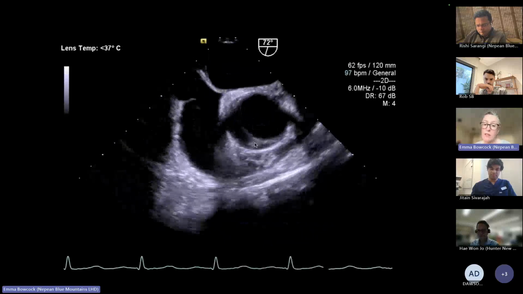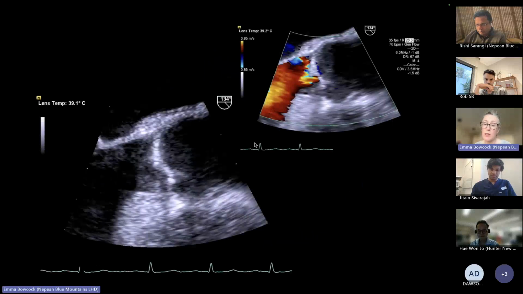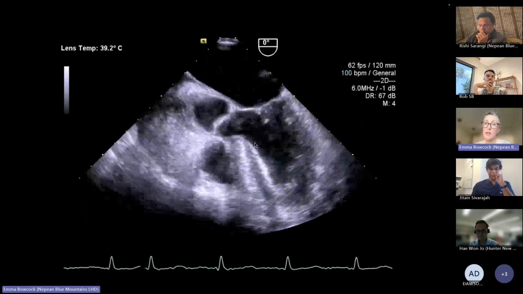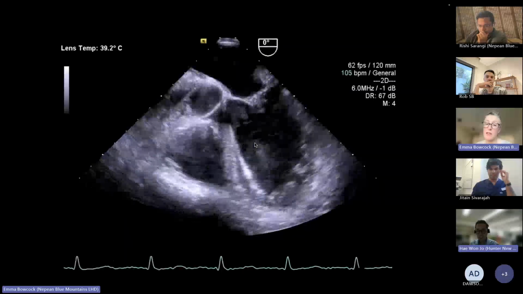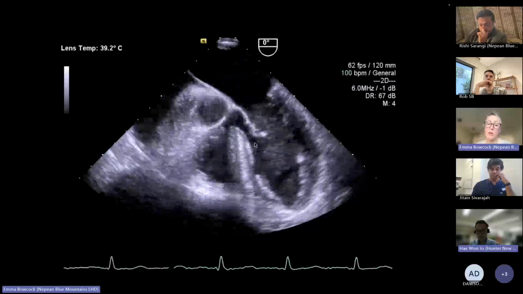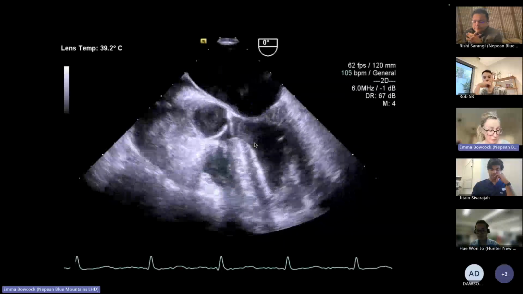The thing I was going to say is, what else would you look for here in this circumstance? So consequences of aortic dissection. We've already got one of them in aortic regurgitation. What other things would you want to have a good look for?